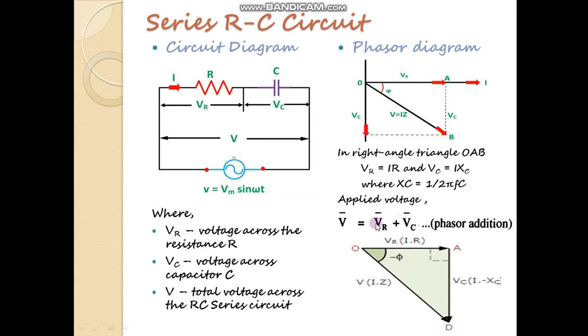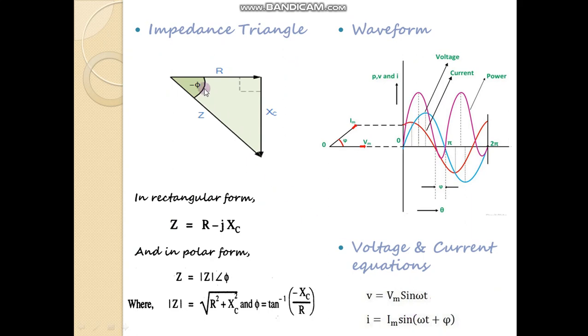From this phasor addition, or equation of the total applied voltage, we will draw the voltage triangle, where the base represents VR, the perpendicular represents VC, and the hypotenuse represents the total voltage V. Now the impedance triangle for the RC series circuit. Here, the base represents the resistance, the perpendicular represents the reactance, and the hypotenuse represents the impedance.